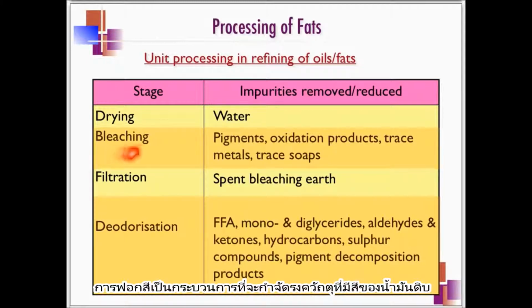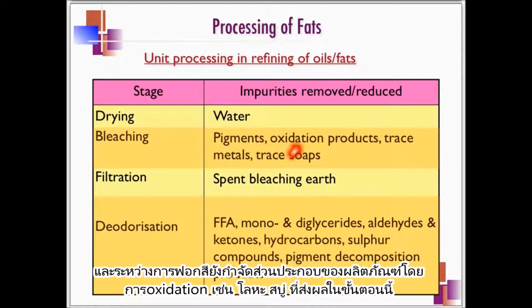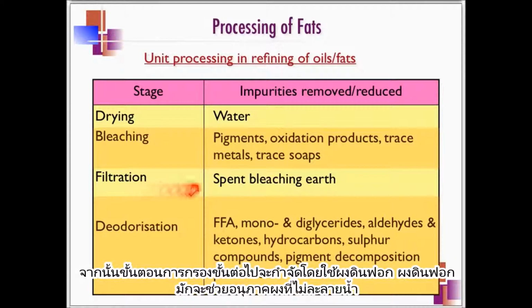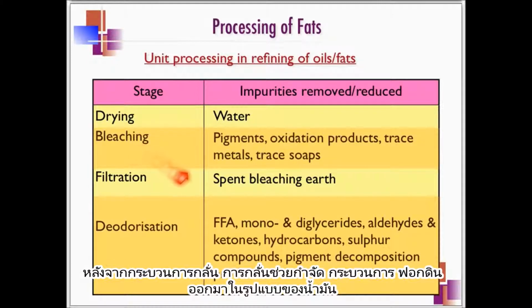Bleaching is a process to remove color, the pigments which give the color of the crude oil. And during bleaching we also remove other components, for example the oxidation products, more trace metals, and the trace soaps which result from the neutralization step. Then the filtration step is basically to remove what we call spent bleaching earth, because bleaching earth actually exists in the form of powder or particles, insoluble particles. So after the bleaching process, the filtration will remove the residual bleaching earth as much as possible from the oil.